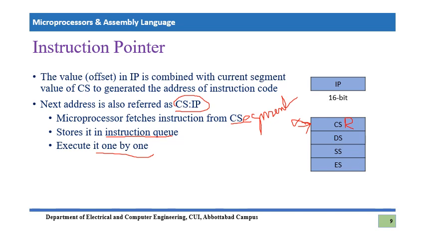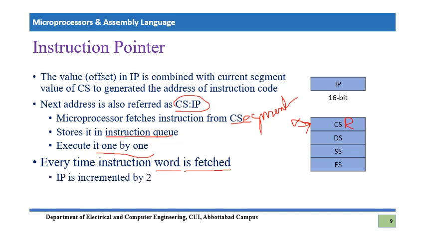We are going to see it in more detail. Every time an instruction word is fetched, that means a word is fetched. Why? That is quite easy to answer at this stage, because we are talking about a 16-bit register. Since it is a 16-bit microprocessor, every time a word is fetched, right? Every time an instruction is fetched, IP is incremented by 2.